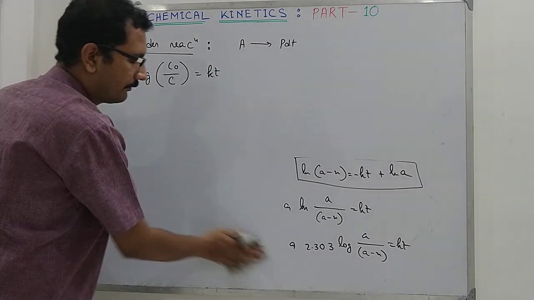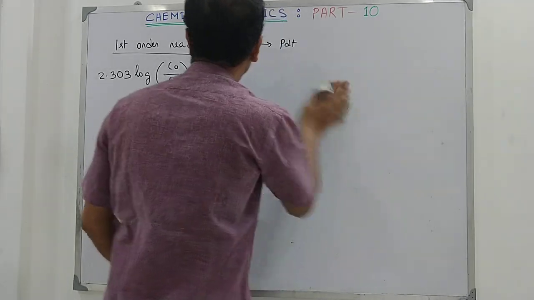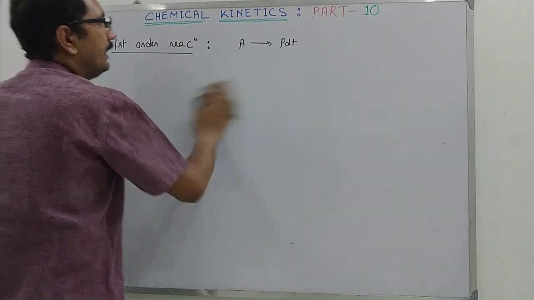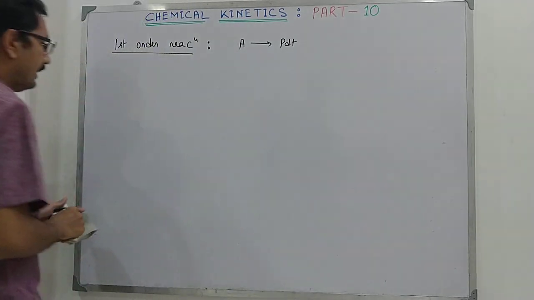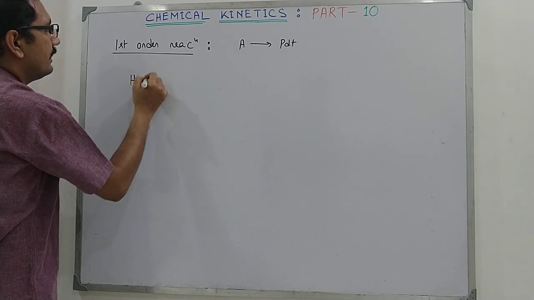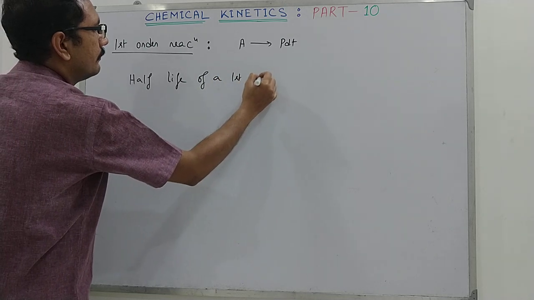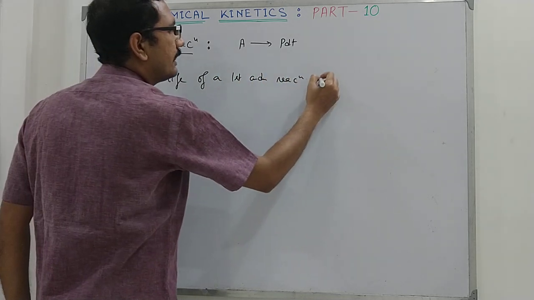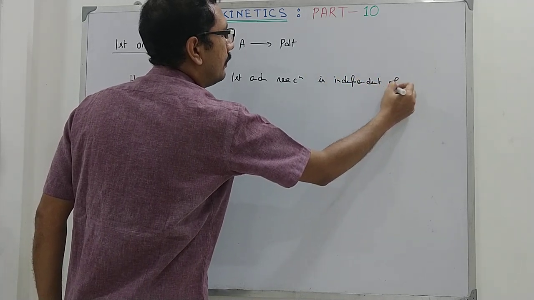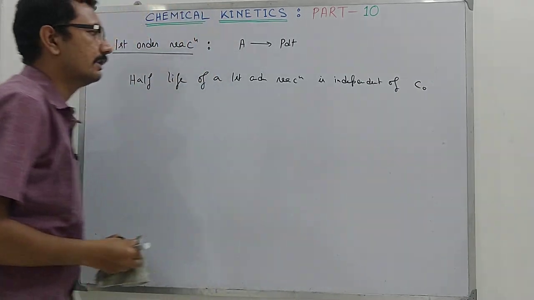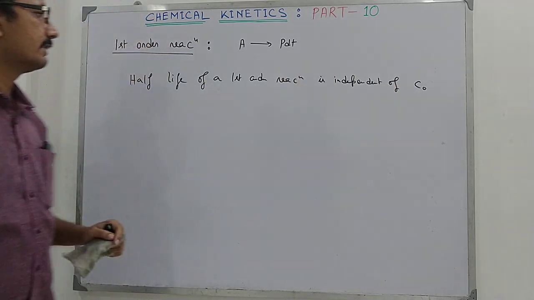Now in part 8, I have shown you that the half-life of a first order reaction is independent of C0, that is the initial concentration. The half-life of a first order reaction is independent of the initial concentration.